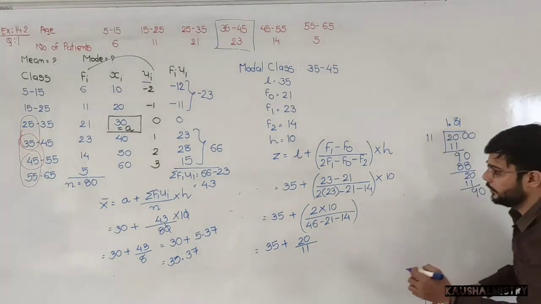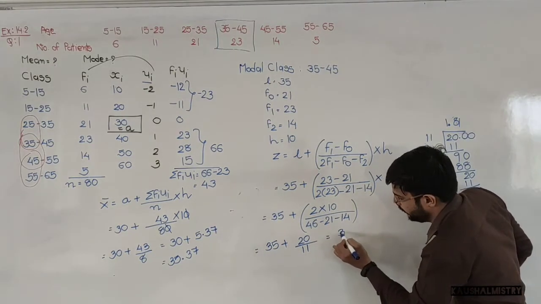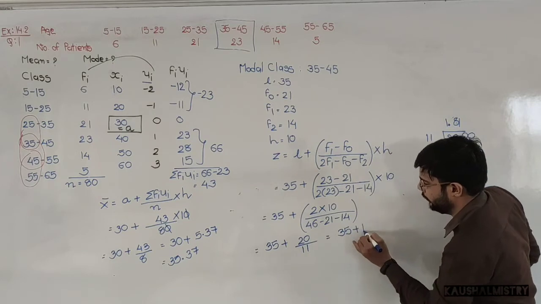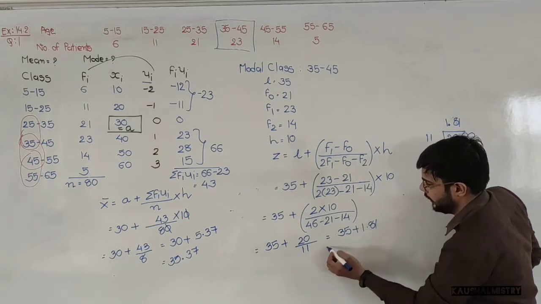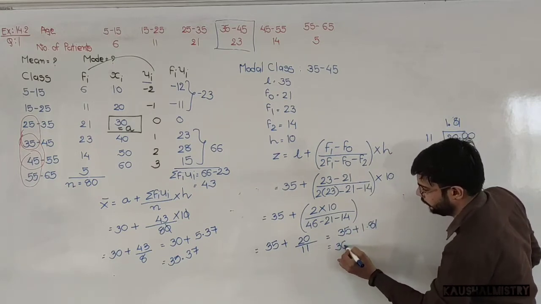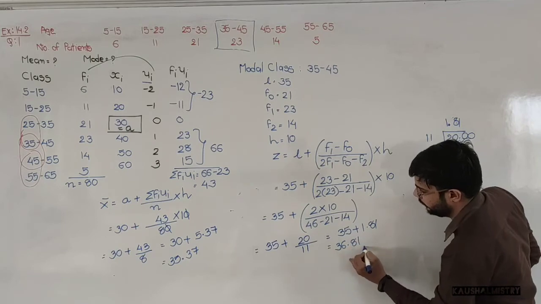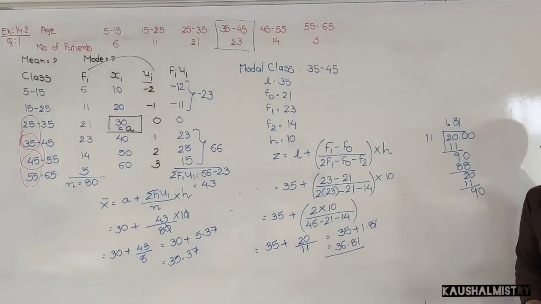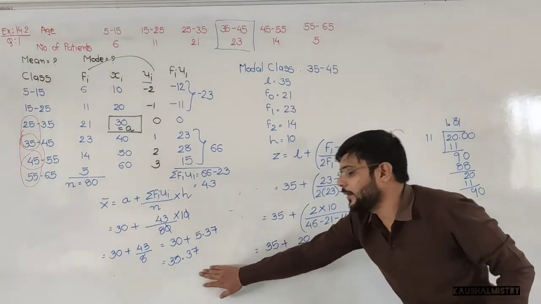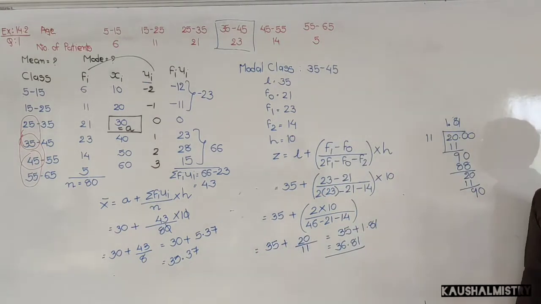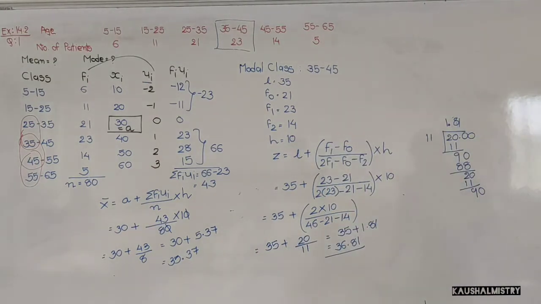So answer will be 35 plus 1.81 and that is equal to 36.81 will be our mode and mean will be 35.37, right?